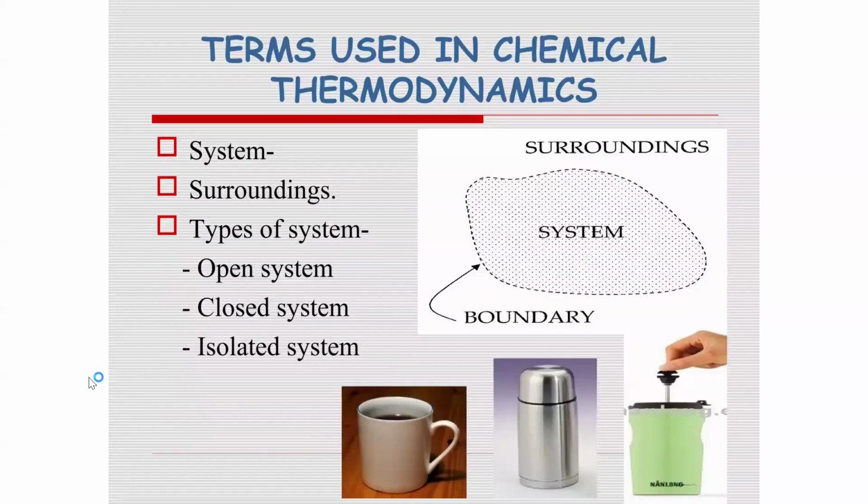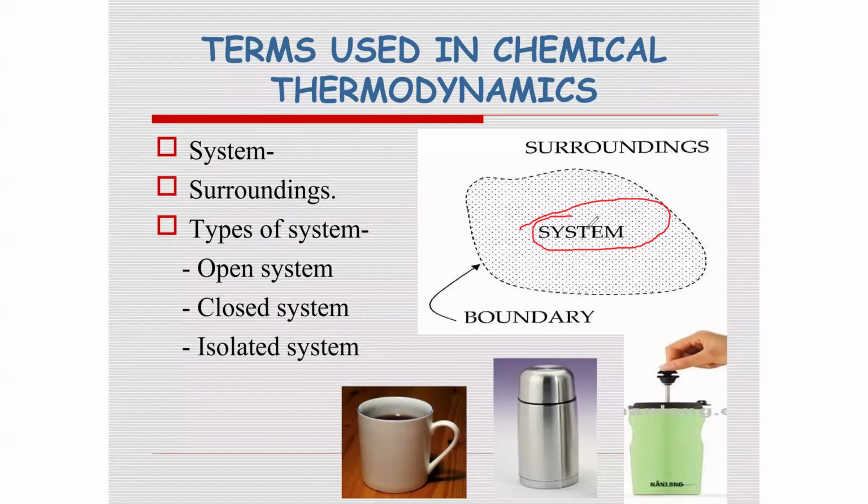So now we are going to look at some terms used in thermodynamics, and we have to understand them very well. We have system, surroundings, and also types of system: open system, closed system, and isolated system. We are starting with the system. What is a system? A system is a region where processes take place.